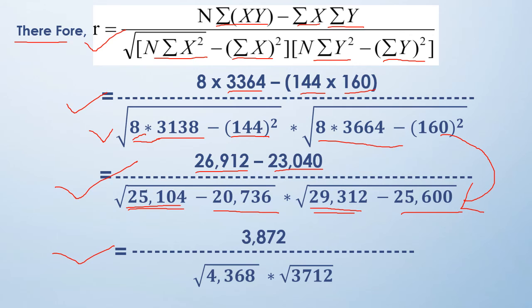When we subtract this value from this value, we get the answer 3,872. Under the positive square root, the subtraction results are 4,368 and 3,712. This is the resulting figure here.